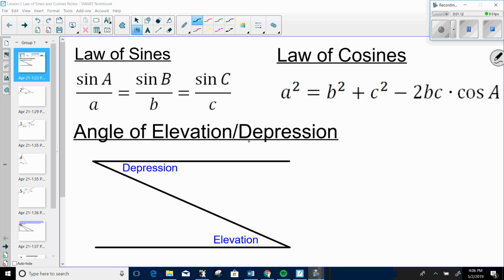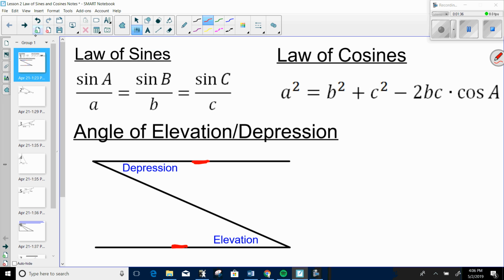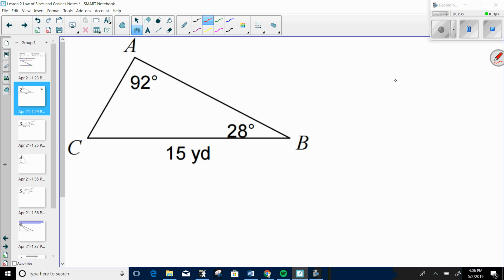Angle of elevation and angle of depression. The big thing you need to remember about angle of elevation and angle of depression is they are both measured from a horizontal line. So they're going to be measured from this horizontal line right here, and from this horizontal line here. Depression goes down and elevation goes up. So there's angle of elevation, angle of depression.